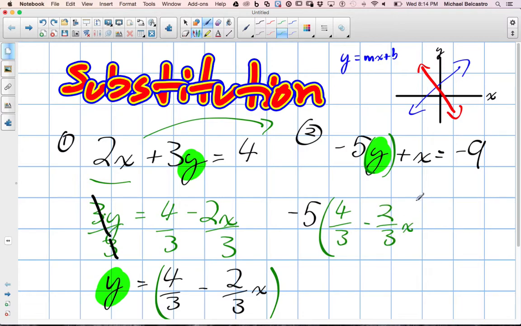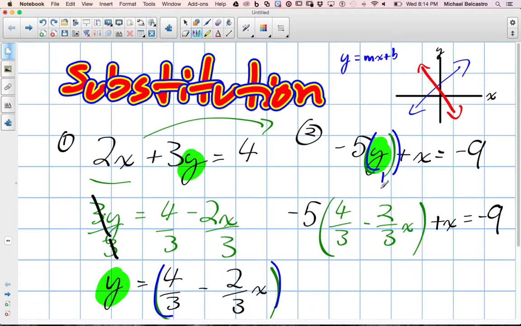And this is a more difficult question because we already have fractions. Sometimes they'll set up questions so it's a lot nicer to work with. Outside of that y, we have positive x is equal to negative 9. Okay. So all we did in this step was replace the y value with what we discovered y was equal to in the other equation.